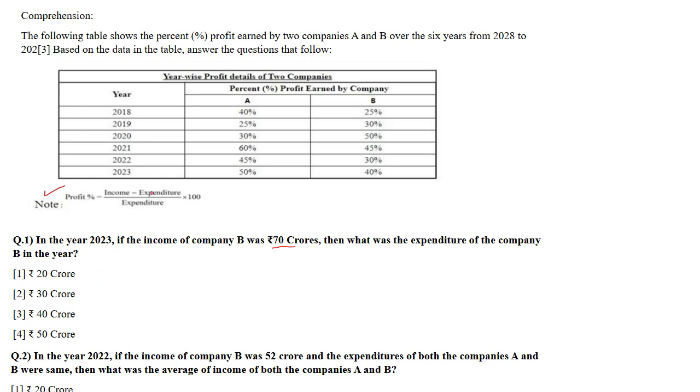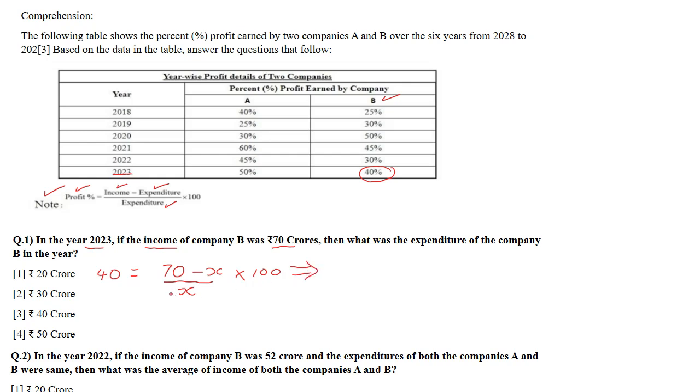Simply use the formula. All right, so we've been told that profit percentage is equal to income minus expenditure upon expenditure into 100. We've been given income. All right. And we know that in 2023 for company B, it is 40%. So we can just write 40 is equal to income, which is 70, minus expenditure, which we'll take as X, upon expenditure, which is X, into 100. And now we simply solve for X.